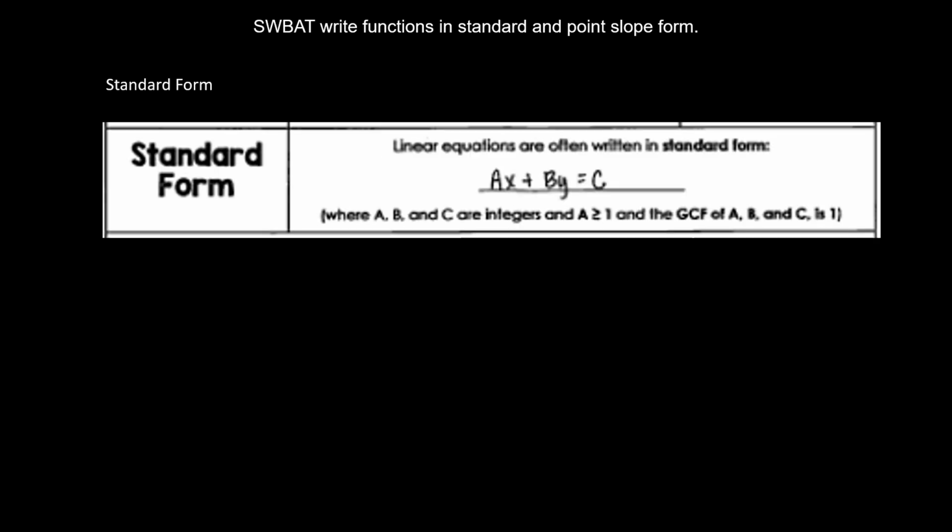So standard form: linear equations are often written in standard form, which is ax plus by equals c. So again, you're going to have your x value first with its coefficient, plus by, equals c, where c is our constant. Okay, now we do have certain rules. A, B, and C are integers. Okay, so these are whole numbers.